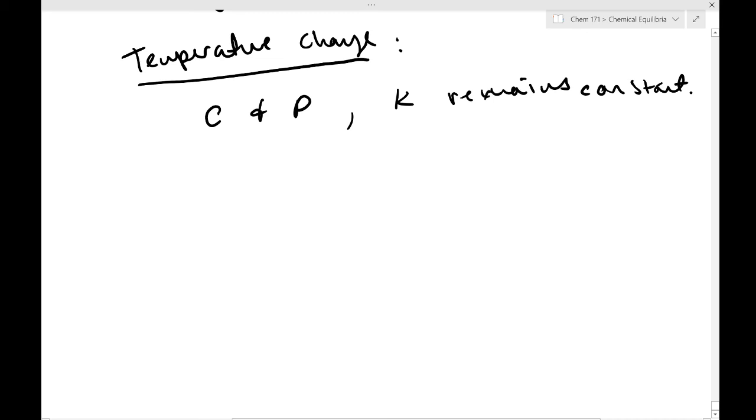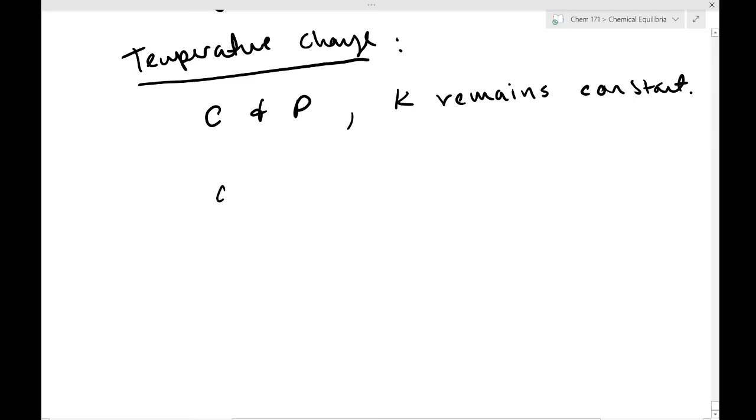Okay, K has remained constant. Wow, that's a really bad remain. Let me rewrite that.